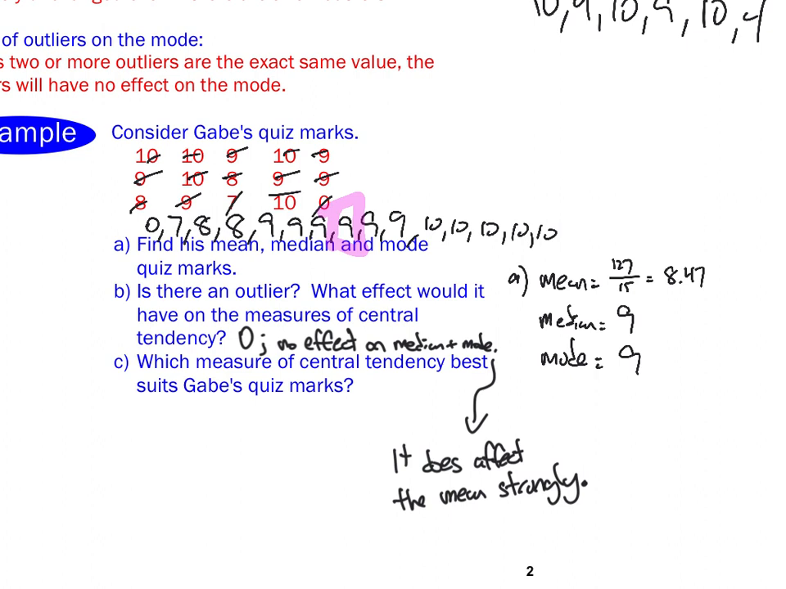Now that we are back on track, though, we look at part C. Which measure of central tendency do you think best suits Gabe's quiz marks? Do you think it's the mean? Do you think it's the median? Or do you think it's the mode? This is an opinion question, which means that there's not really a right answer here. But whatever answer you have, you kind of have to justify a little bit. So which one do you think would be better for Gabe?